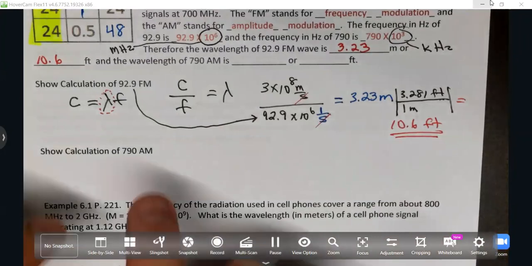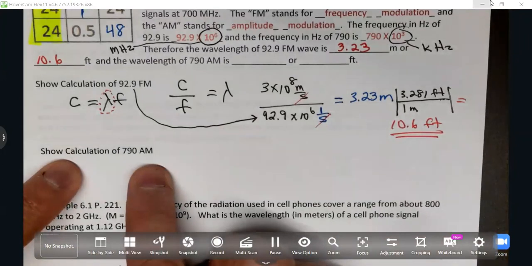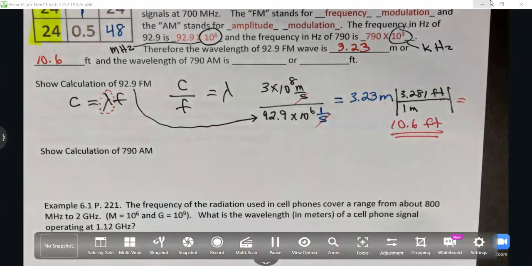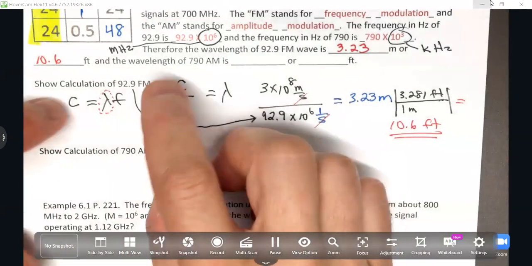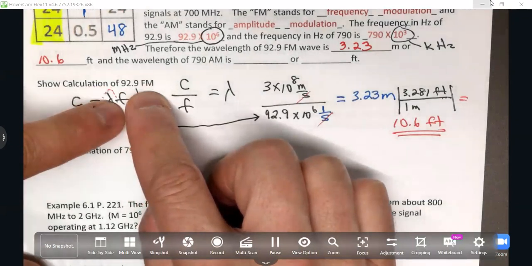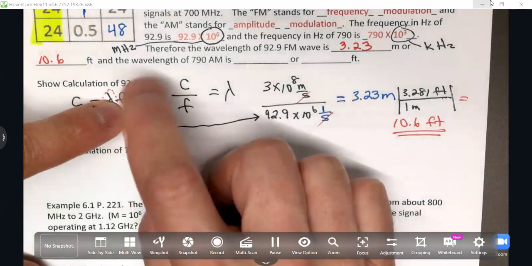Now let's do the same thing for AM. Oh, by the way, your FM dial, way on the left of your dial. Nobody has a dial anymore. You push a button. The bottom on FM is what? Get down to about 88, 87, 86, up to almost 108, right?